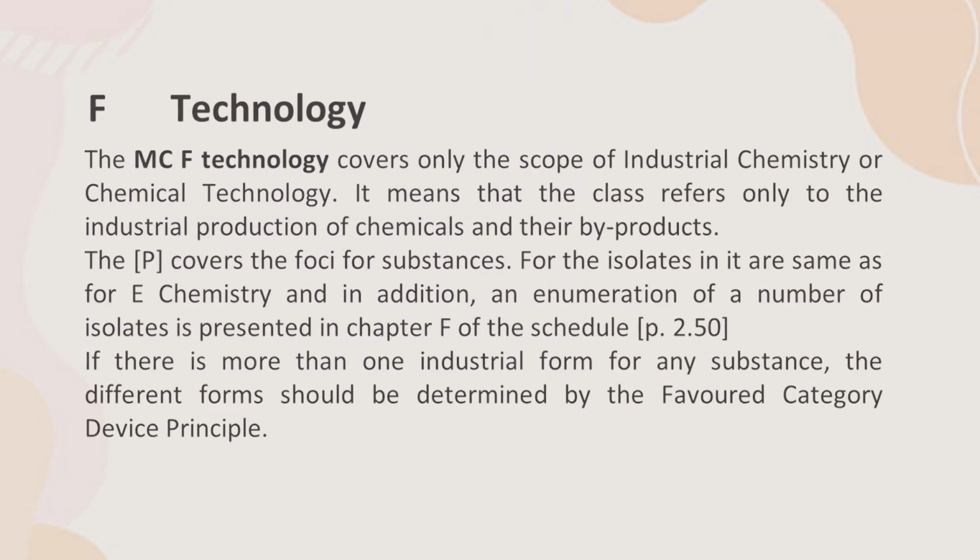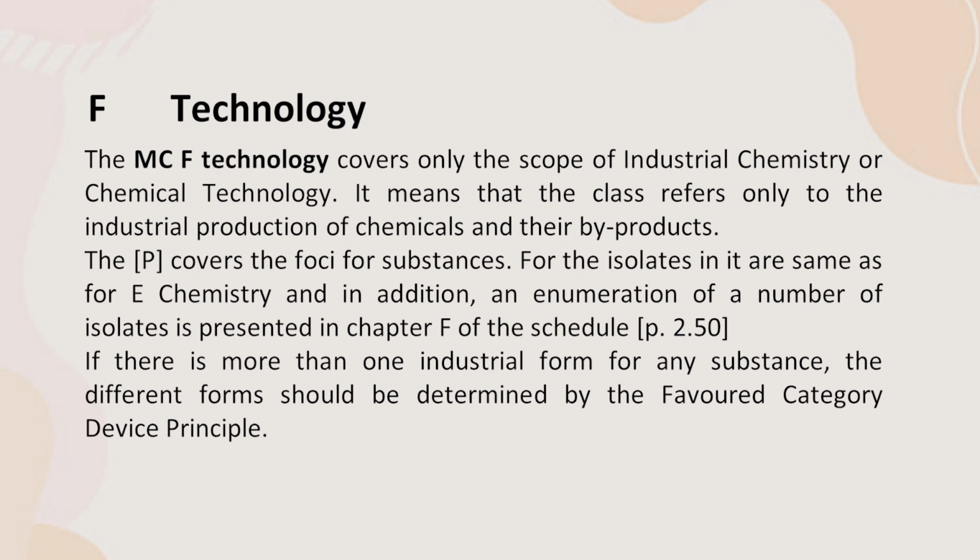Next, we move on to the main class technology. The main class technology, denoted by the capital letter F, covers only the scope of industrial chemistry or chemical technology. It means that the class refers only to the industrial production of chemicals and their byproducts. The personality facet covers the foci for substances. The isolates in it are the same as for E chemistry, and in addition an enumeration of a number of isolates is presented in chapter F of the schedule in part 2 of the Colon Classification 6th edition.